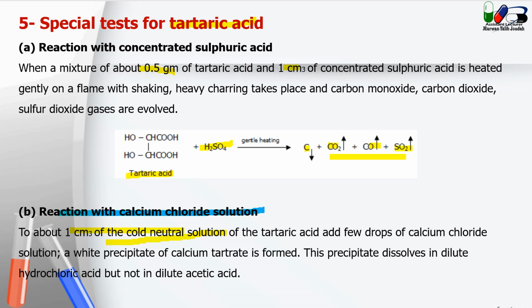So add a few drops of the calcium chloride solution, which is also previously prepared. A white precipitate of calcium tartarate must be formed, and this precipitate dissolves in diluted hydrochloric acid but not in diluted acetic acid.